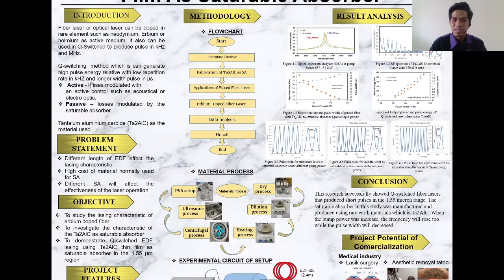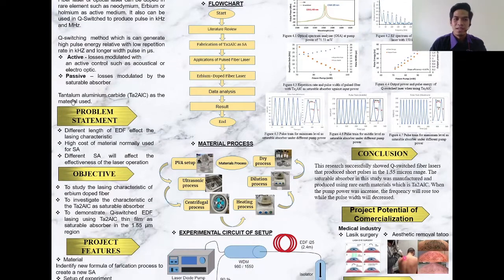Q-switching consists of two parts: active, where losses are modulated with an active control such as acoustic or electro-optic; and passive, where losses are modulated by the suitable absorber.